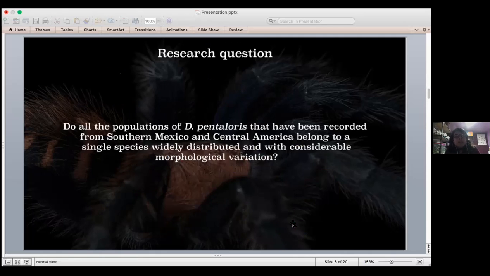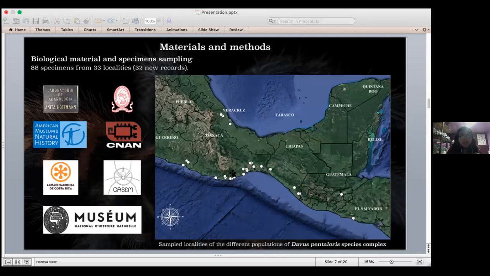So the research question that has arisen in this study is whether the populations of Davus pentaloris that have been recorded from southern Mexico and Central America belong to a single species, widely distributed and with considerable morphological variation, or whether this morphological variation is showing us that there is more than one species. So I revised many specimens deposited in national and international collections. I found 88 specimens from 33 localities, and 32 of these localities represent new records. The material is from the states of Guerrero, Oaxaca, Veracruz, and Chiapas in Mexico, and I also included some samples from Guatemala and El Salvador.